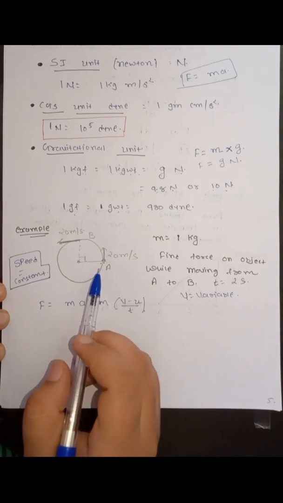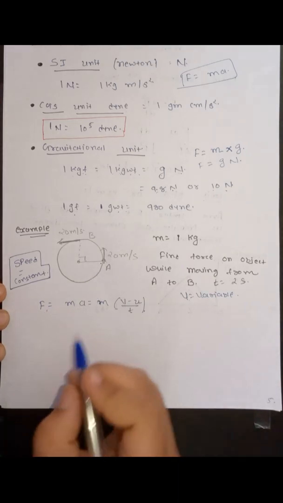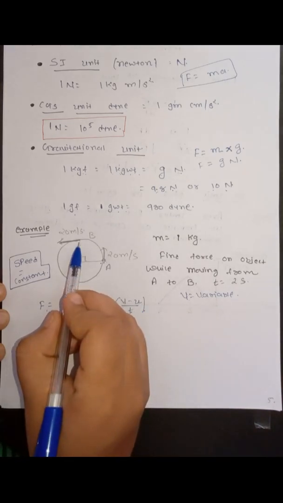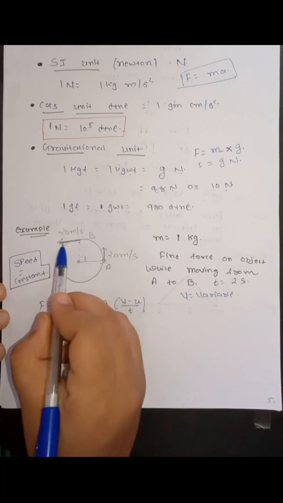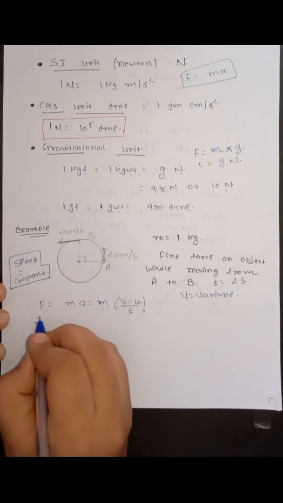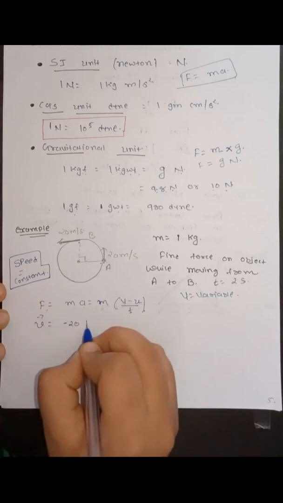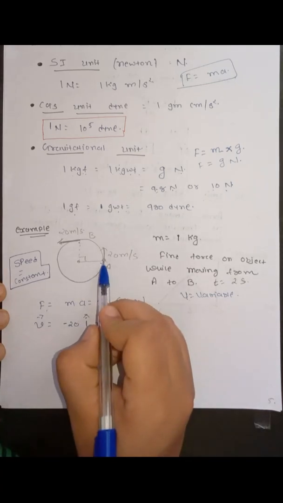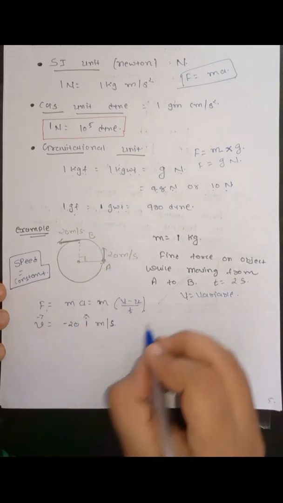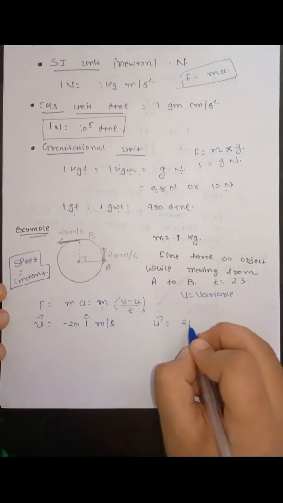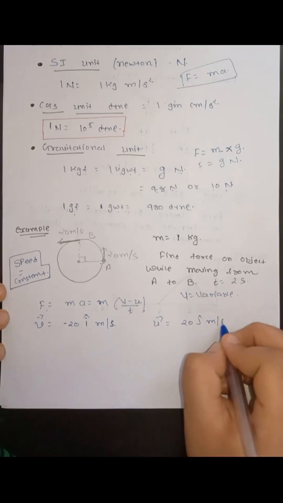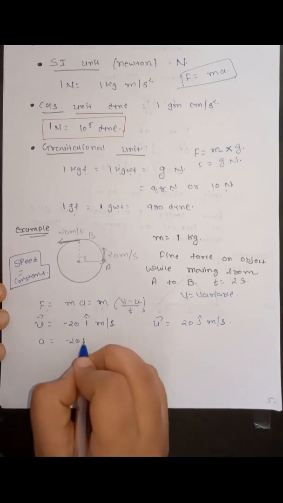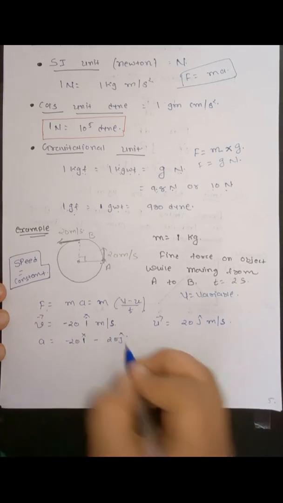We want to find the acceleration, then we can find the force. Acceleration is v minus u upon t. The final velocity at point B is along negative x direction, so v is equal to minus 20 i cap meter per second. The initial velocity is along positive y-axis, so initial velocity is 20 j cap meter per second. So acceleration will be minus 20 i cap minus 20 j cap.